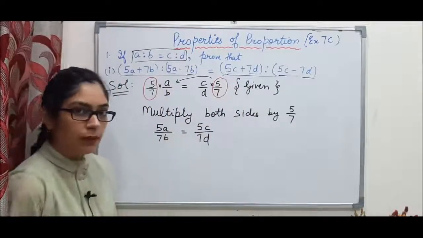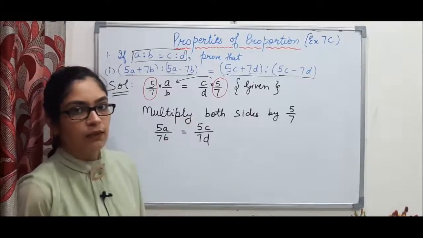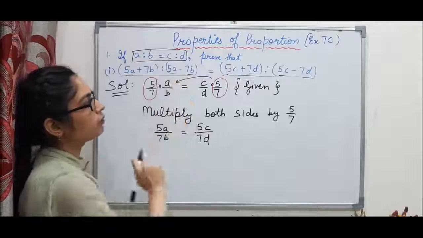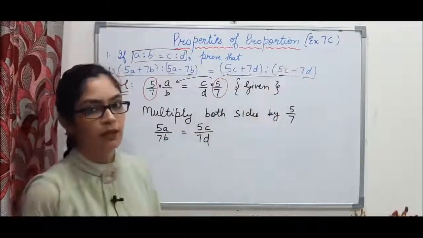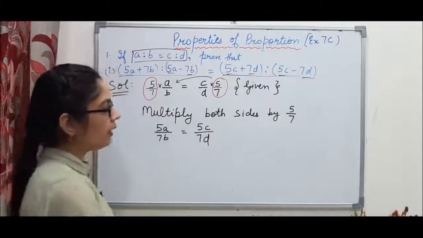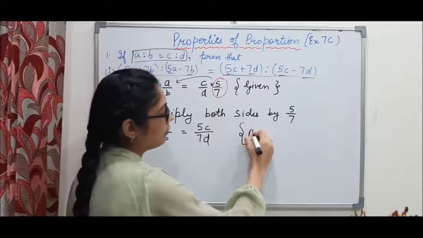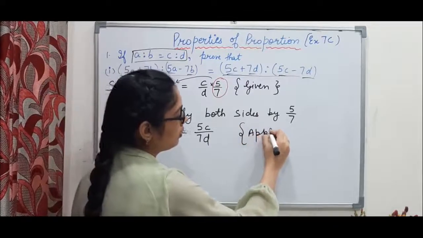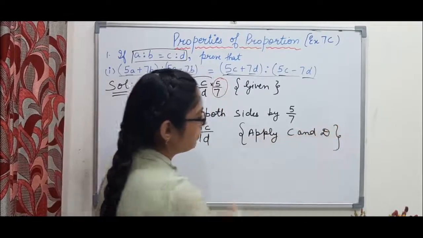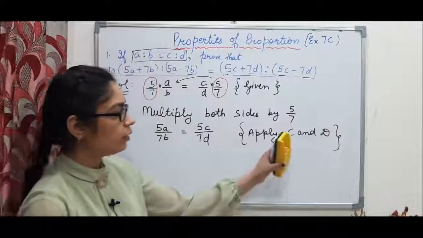So we have to think about the property. Which property we can use? See here, same terms in the plus form and minus form. Plus form, minus form. So do you remember we did the last property, componendo and dividendo. So that only we will apply. Componendo and dividendo. So you have to write it properly in full. I am just writing it in short.